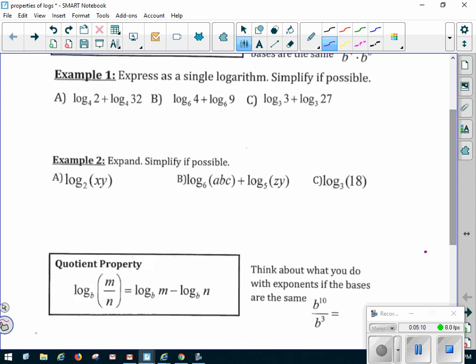Talk about letter C. We'll come back to B in a minute. We're going to do C a long way first. This is the understanding part I'm hoping you can get. That one says 3 to what power is 3? 1 plus 3 to what power is 27? So what's the answer to this thing? The answer is 4. But what if I condense and write log base 3 of, what's 3 times 27? 81. And 3 to the 4th power is 81.